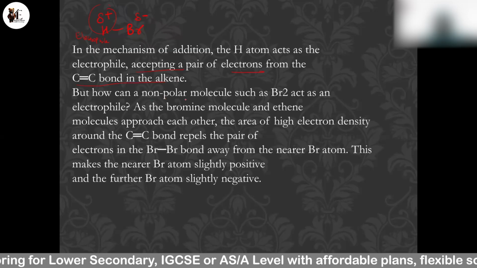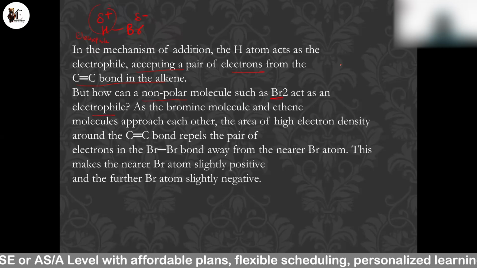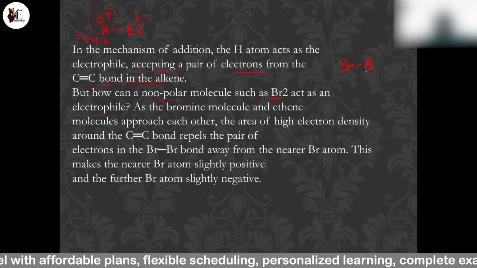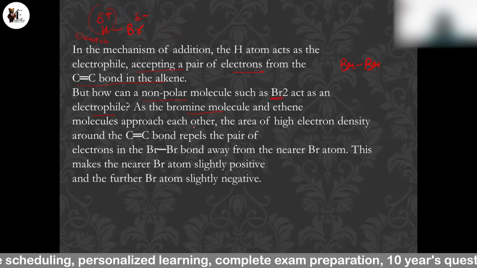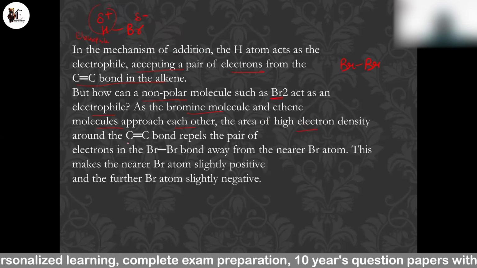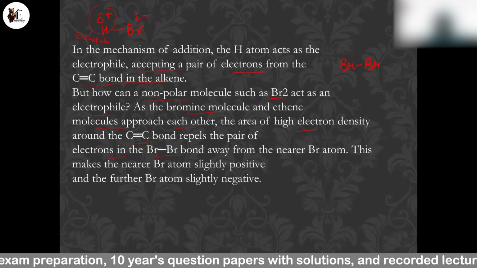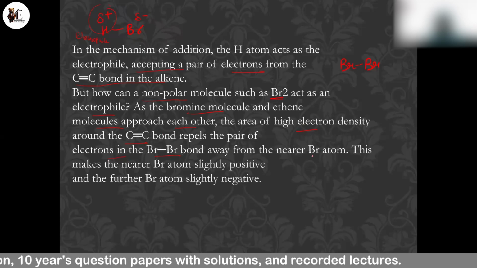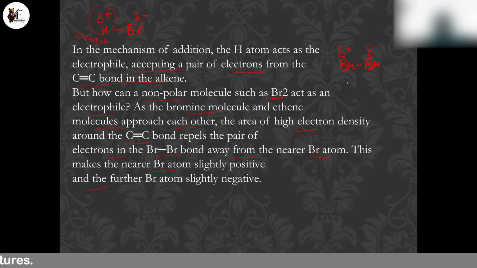Now the question is: how can a non-polar molecule such as bromine act as an electrophile? It is non-polar because in bromine, Br2, both atoms have the same electronegativity. As the bromine molecule and ethene molecule approach each other, the area of high electron density around the carbon-carbon bond repels the pair of electrons in the bromine-bromine bond, because electrons repel each other, away from the nearer bromine atom. So this makes the nearer bromine atom slightly positive and the further bromine atom slightly negative. So we have a polarity developed when the bromine molecule approaches the ethene molecule.